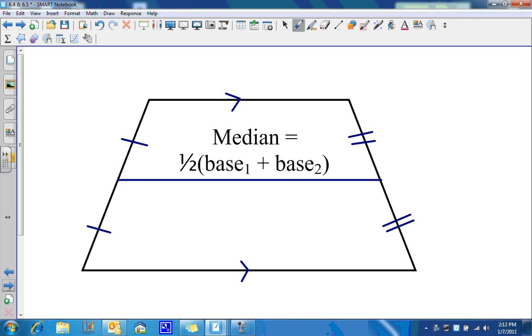Also, a quick thing to know is this segment, and this works for any trapezoid, not just the isosceles. This segment and this segment are cut in half. This segment and this segment are cut in half. If it's an isosceles, of course, they're all four going to be the same length. But it may not be an isosceles. This works for any trapezoid.